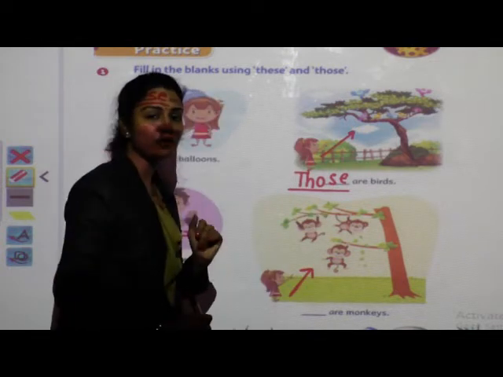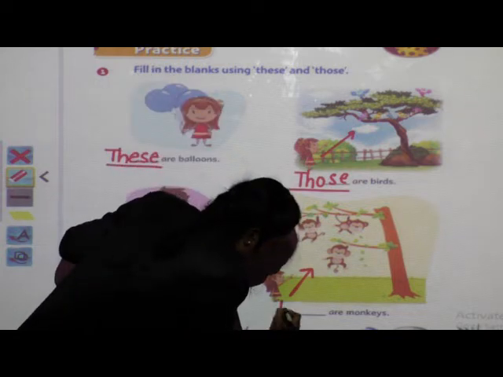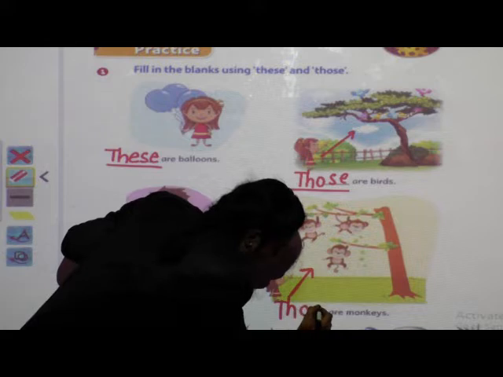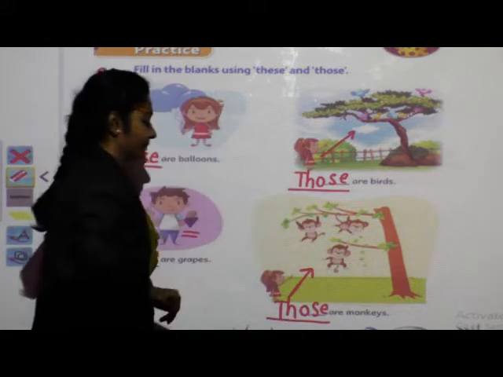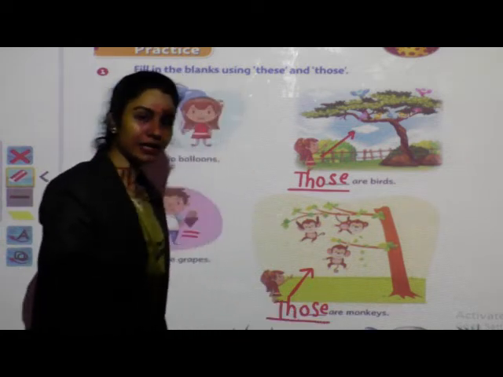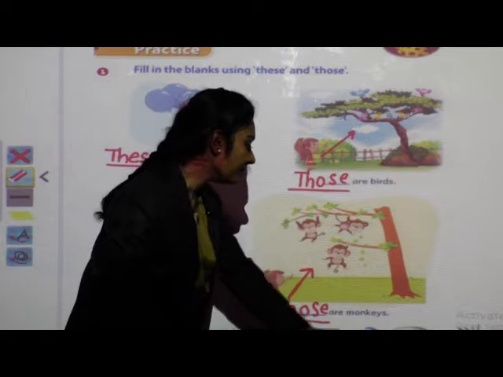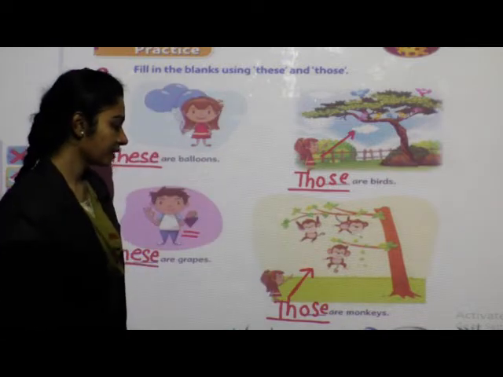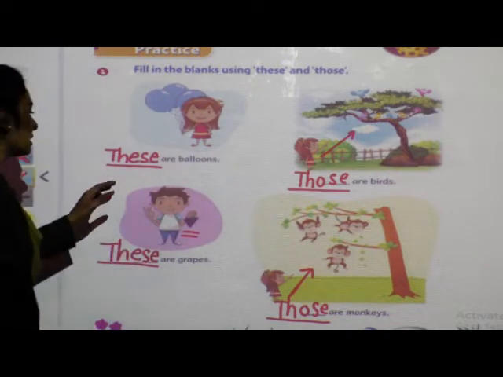Then what is the spelling of those? Come on, tell me the spelling. Yes, those. Very good. Those are monkeys. Repeat after teacher. Those are monkeys.